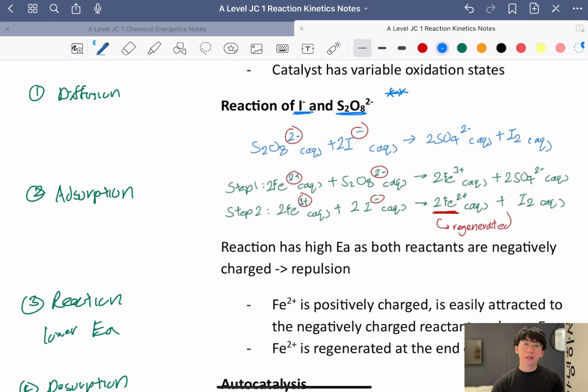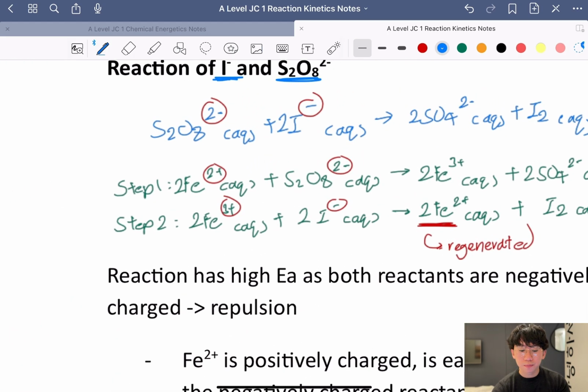And this is because these reactants always come out, and I mean always come out, somewhere in the practical or somewhere in the MCQ or somewhere in your open-ended questions. So how this reaction works is normally your S2O8 2- and 2I- would be able to react. Thermodynamically, it's able to work. However, kinetically, it's going to be very slow because your two reactants are negatively charged, as circled in red.